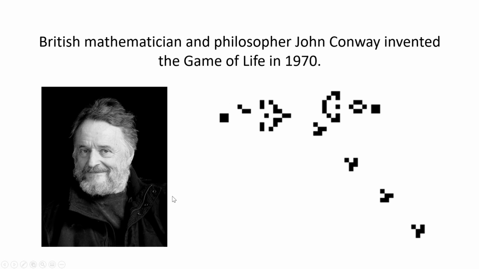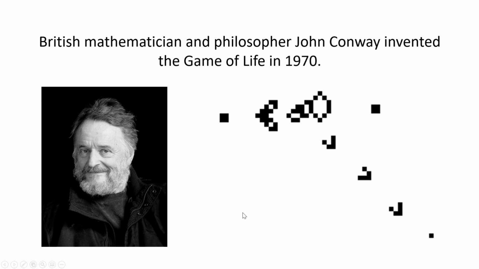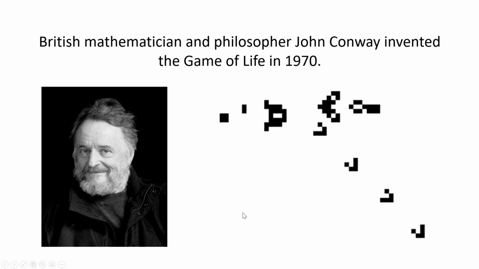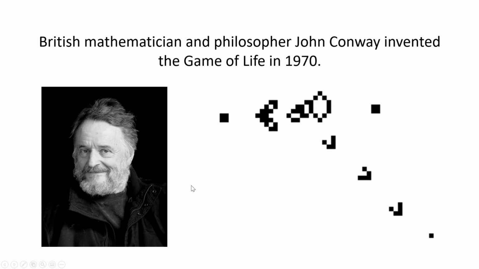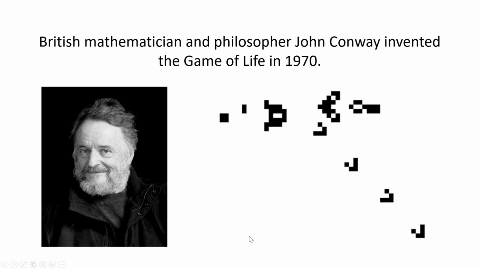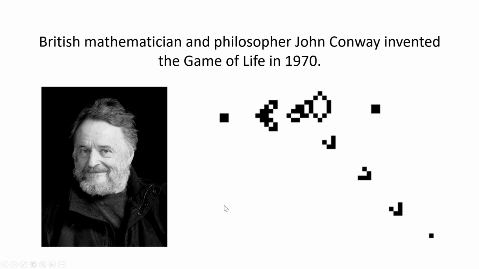So I've mentioned already here John Conway. This is John Conway here. He is a British mathematician and philosopher. And unfortunately, actually, he passed away last year due to complications due to COVID-19. So one of the important losses as a result of this pandemic.